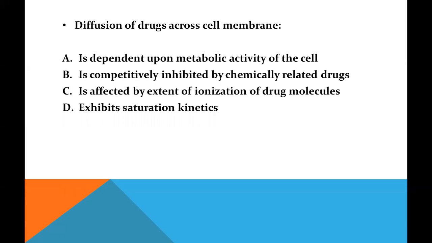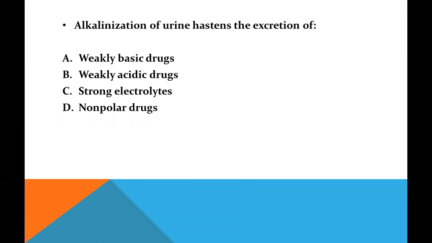The next question is, diffusion of drug across the cell membrane. The options are, is dependent upon the metabolic activity of cell, is competitively inhibited by chemically related drug, is affected by extent of ionization of drug molecule, and it exhibits saturation kinetics. So the correct option is option C. It is affected by extent of ionization of drug molecule.